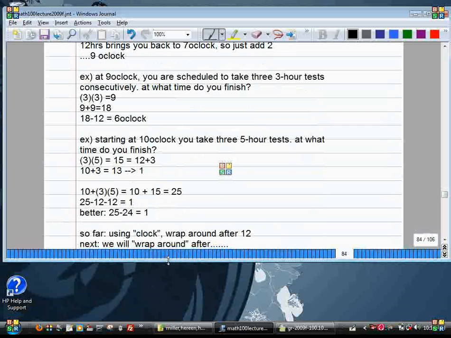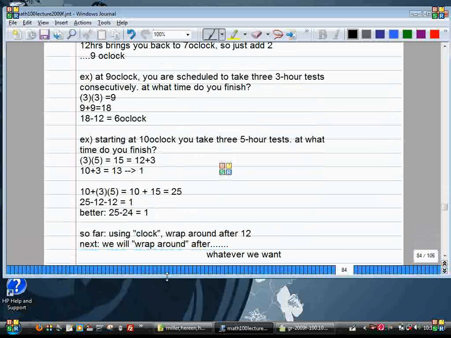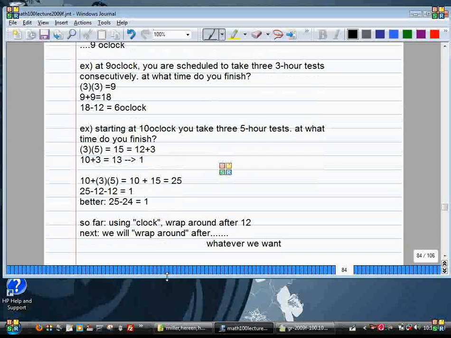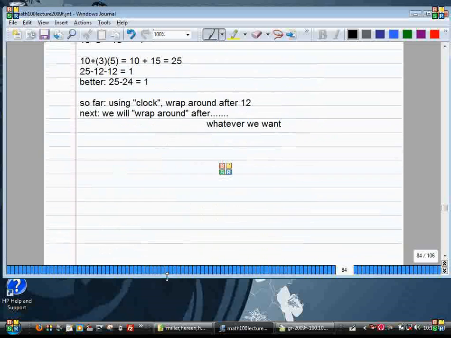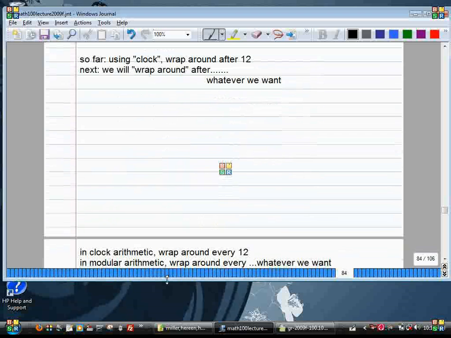So far what we've seen is using a clock, we wrap around after 12. Next, we're going to wrap around after whatever we want. And that's the idea here. Okay. So, the general mathematical name for what we're doing is called modular arithmetic. And the abbreviation for that that's often used is mod.